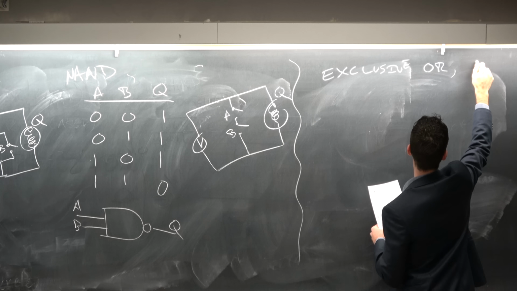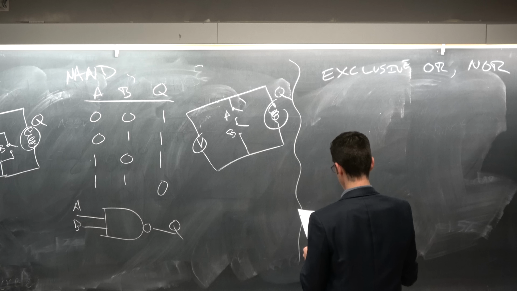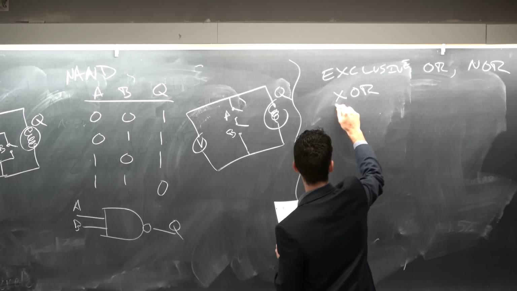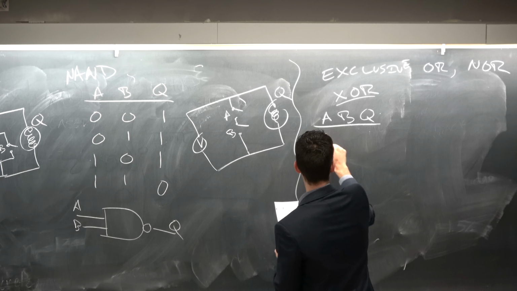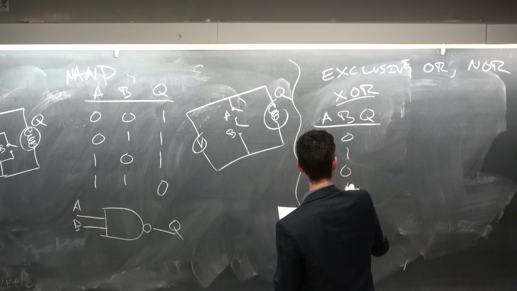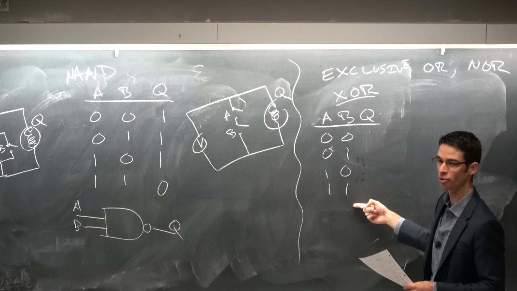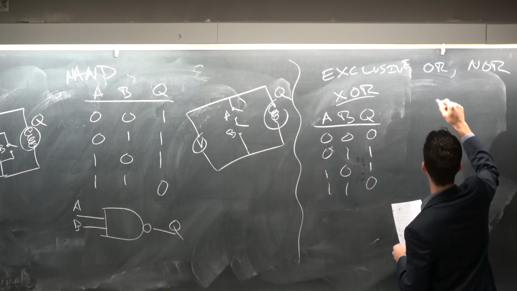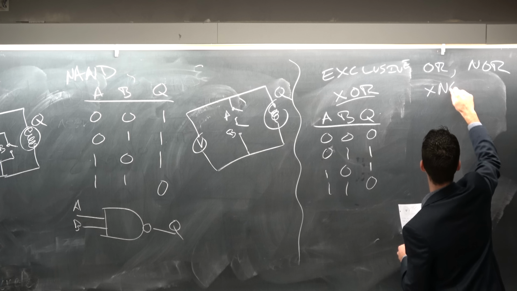OR and NOR. So this is called XOR. 0 0, 0 1, 1 0, 1 1, and it has to be exclusively OR. So if it's both, that doesn't count. So 0, 1, 1, 0. And exclusively not OR is the opposite, and that is XNOR.